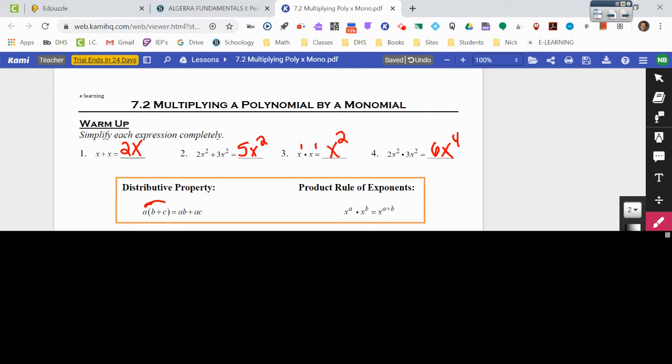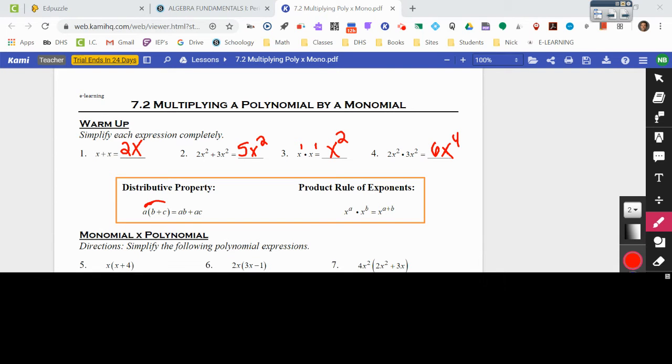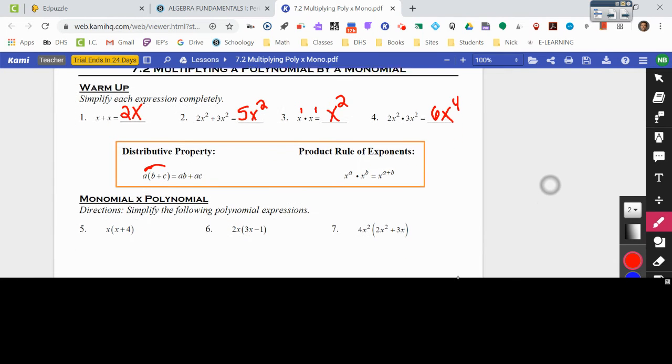And then the product rule of exponents. This is what we talked about prior to going on break. This is where we multiply our big terms and we add up the little exponent terms. And we can only add these up if my bases are the same. So x to some a power times x to some b power equals x to the a plus b power. Now let's get some practice problems here.